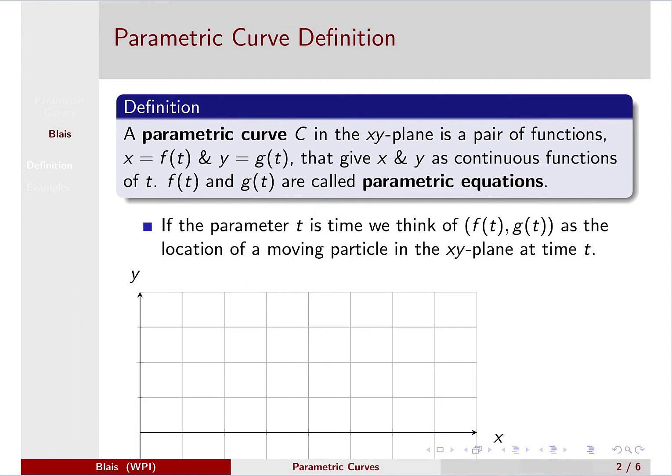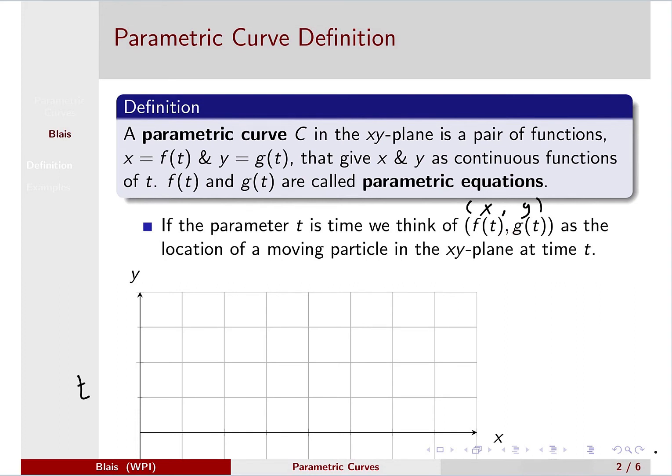The main idea here is the parameter, in this case t, is the independent variable, and the value of the parameter gives us the values of x and y. A very natural way to think of this is if the parameter t is thought of as time, then f of t and g of t tell us where a particle moving in the xy plane is at time t.